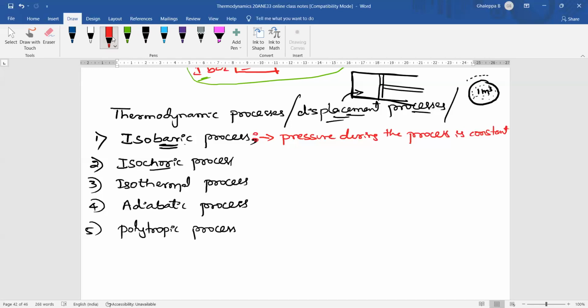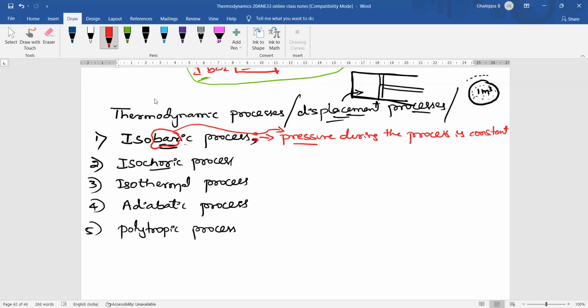And dear students, what is the hint to remember that isobaric is related to pressure? In the previous class you might have used the word bar. Bar is a unit of pressure. So isobaric is related to pressure. Just remember it like that. In the isobaric process, pressure remains constant.